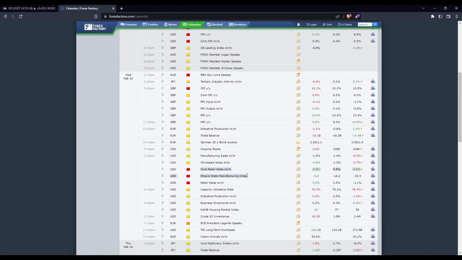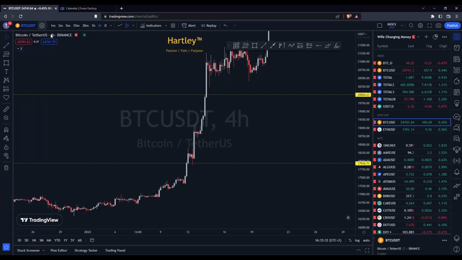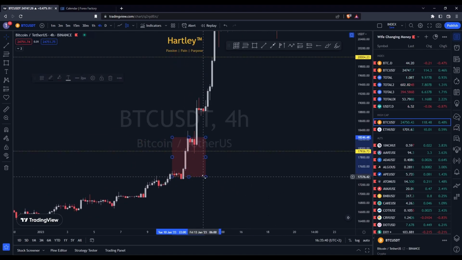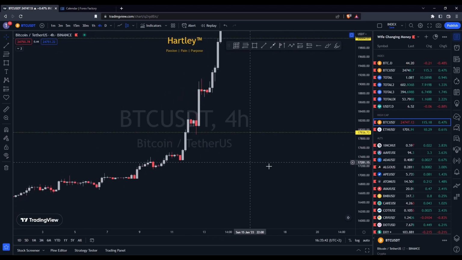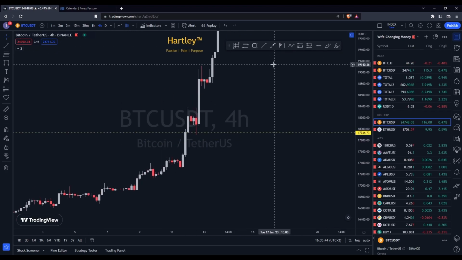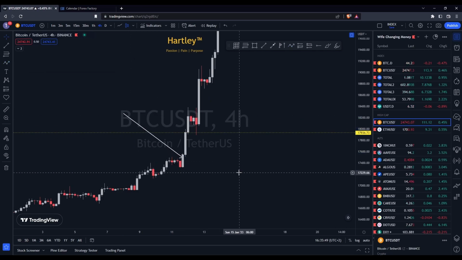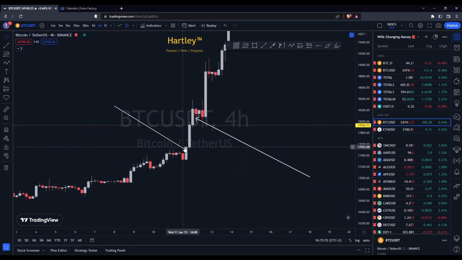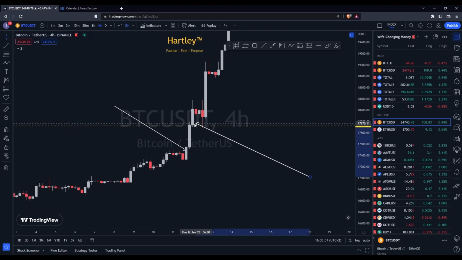It was the core retail sales and the Empire State Manufacturing Index, right? And that caused this expansion over here. So that whole red box over there, that was the expansion the news caused. And the way that we spot imbalances, for example here, is we look at the candle before the expansion, which is this one, and we look at the candle after the expansion, which is that one.